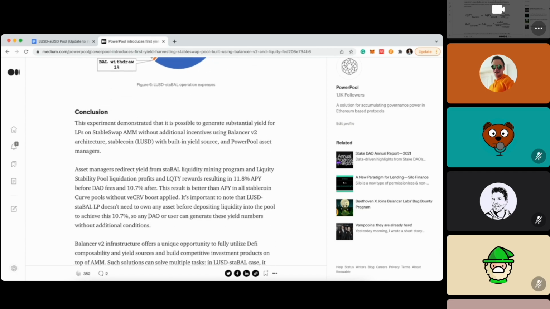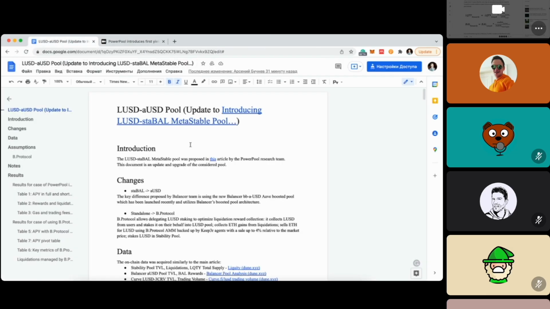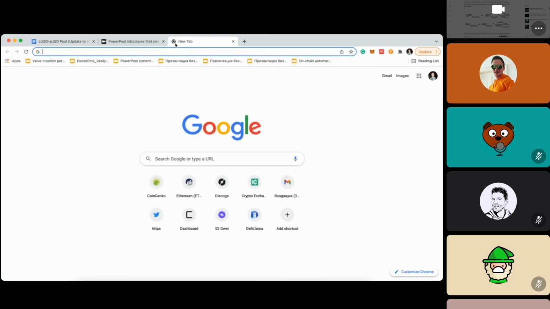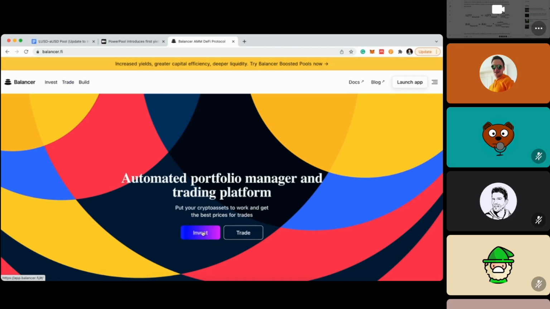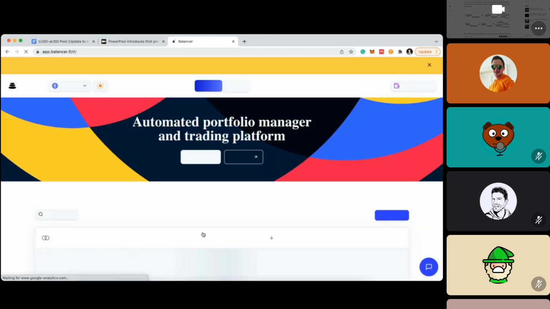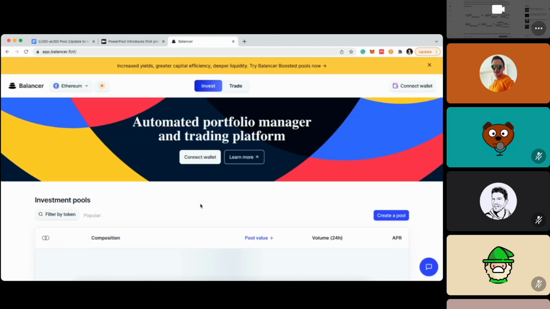But after delivering this, we decided to move even further and made some additional experiments, and these experiments were really impressive, I think. So we updated the model and took another pool. If you go to Balancer, you can find 2 pools with stablecoins there. I mean, they're like a 3pool from Curve.